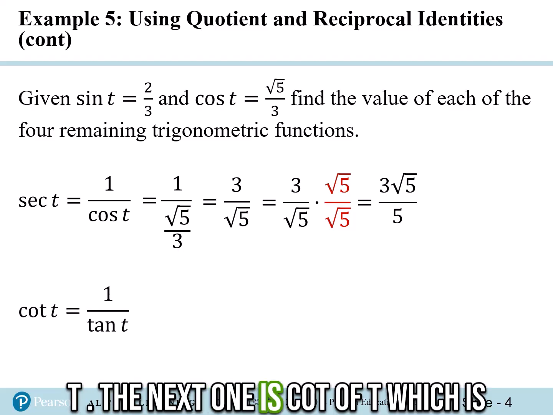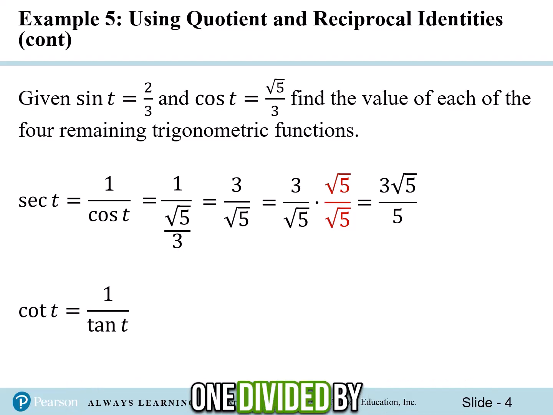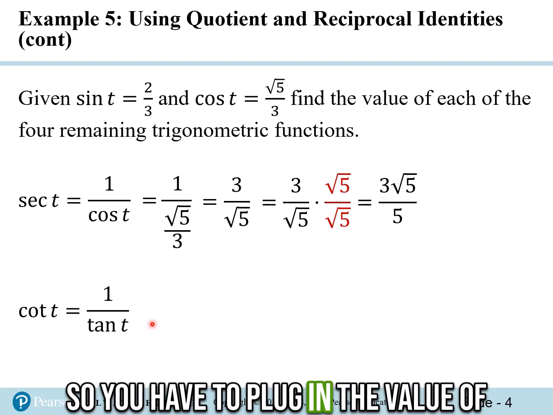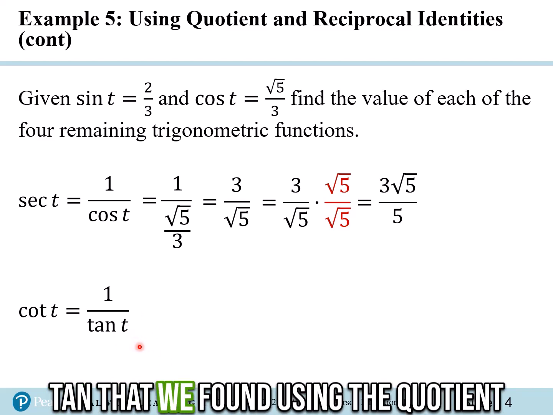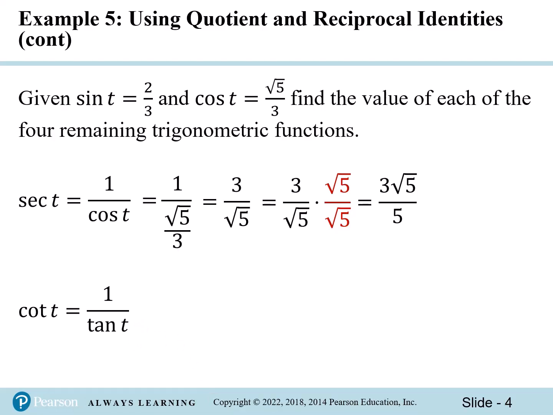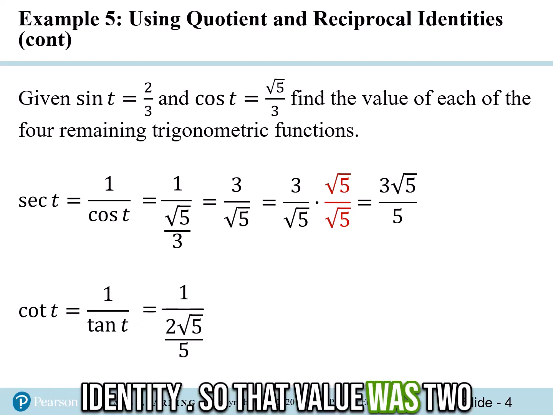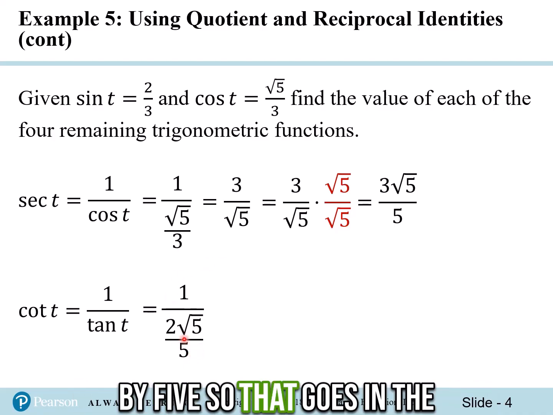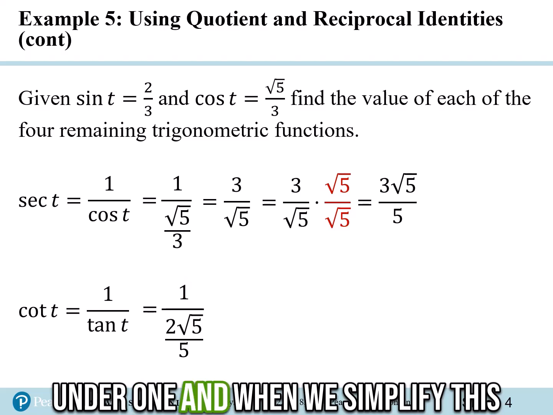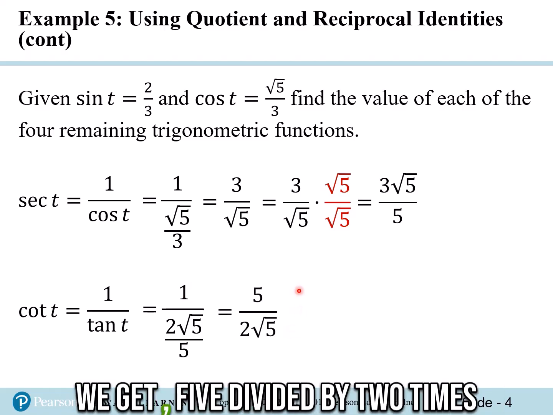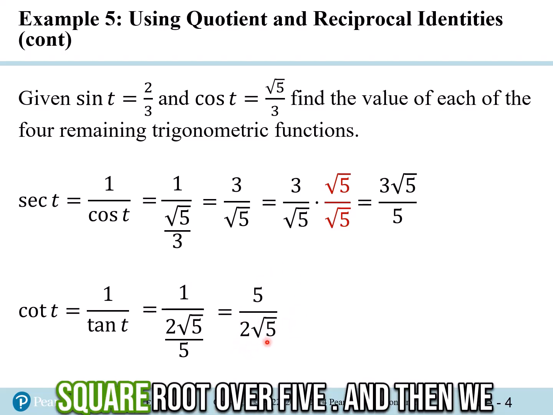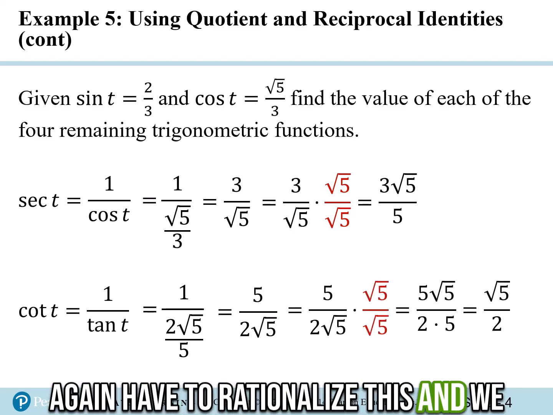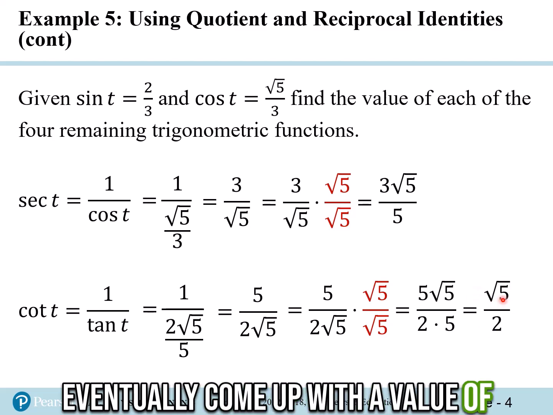The next one is cot of t, which is 1 divided by tan of t by the reciprocal identity. So you have to plug in the value of tan that we found using the quotient identity. That value was 2 times square root over 5 divided by 5. So that goes in the denominator under 1. And when we simplify this, we get 5 divided by 2 times square root over 5, and then we again have to rationalize this, and we eventually come up with a value of square root over 5 divided by 2.